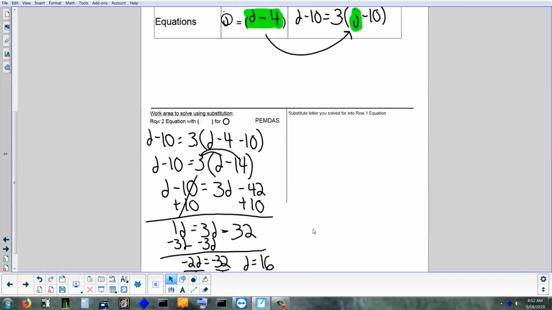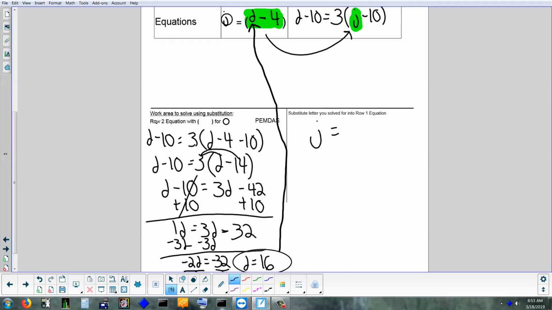So now it says, and this will be written on the template you get in the test this week, substitute the letter you solve for. We just solved for D. We're going to substitute 16 in for D in our row 1 equation. So someone tell me, what's our row 1 equation? Ellie? J equals D minus 4. I'm going to write D minus 4 first so you guys can see it. 4, not 14.